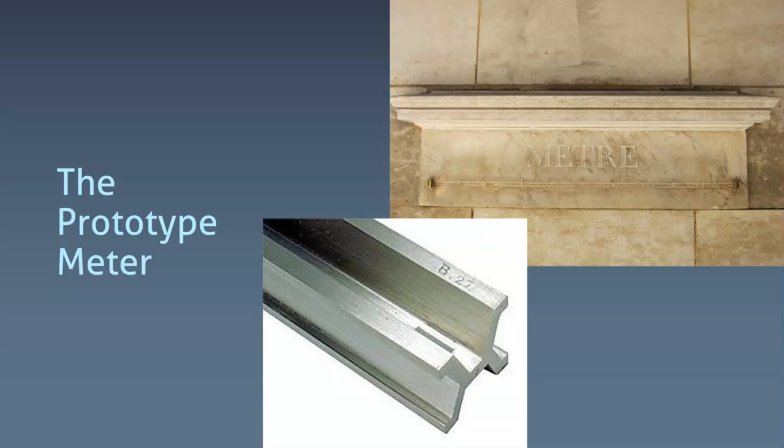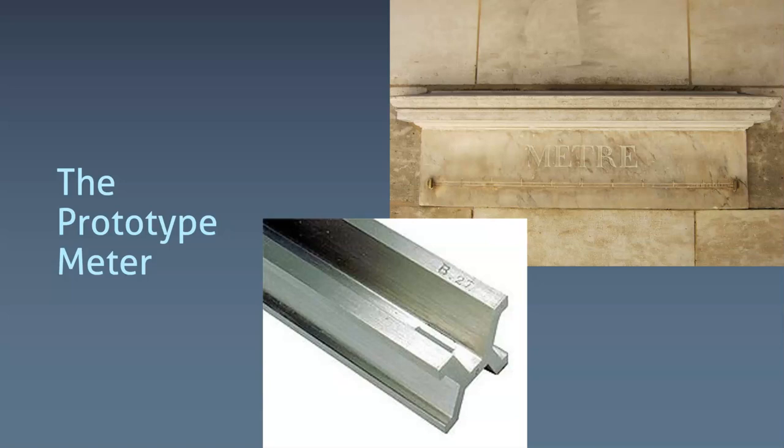The meter was first defined by a French committee in 1791 to be, quote, equal to 1/10,000,000th of the distance from the North Pole to the equator, so the quadrant of the Earth's circumference, measured along the meridian passing through Paris, end quote.